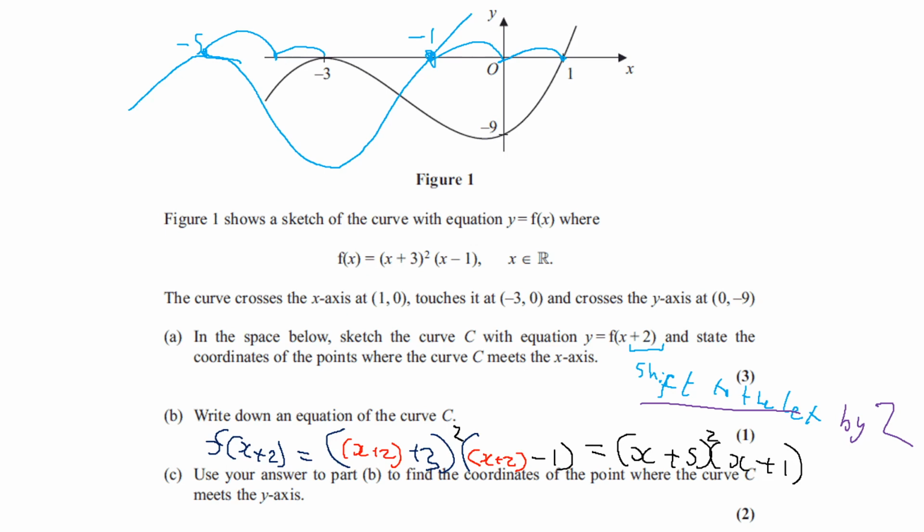So using your answer to part B, find the coordinates of the point at which the curve C meets the y-axis. At the point at which it meets the y-axis, what did we say that x is equal to? x is equal to 0, right? At the y-axis. You agree?